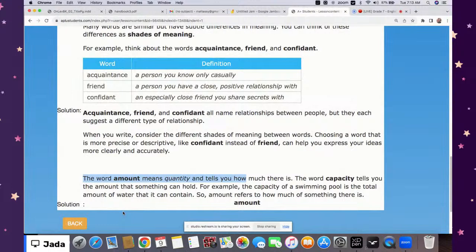So I hope that you can understand shades of meaning, and I hope you'll be able to give at least some difference between words, and you can pick up the right word that is suitable when you are writing. So let's move on to your test now.